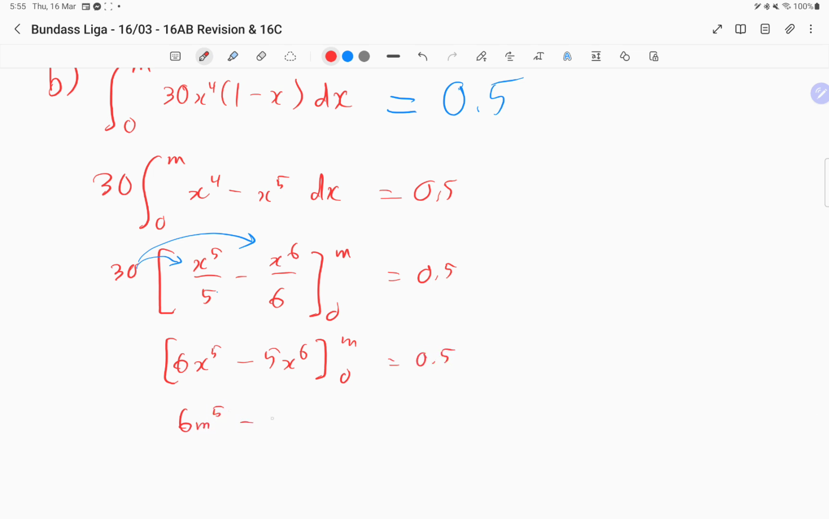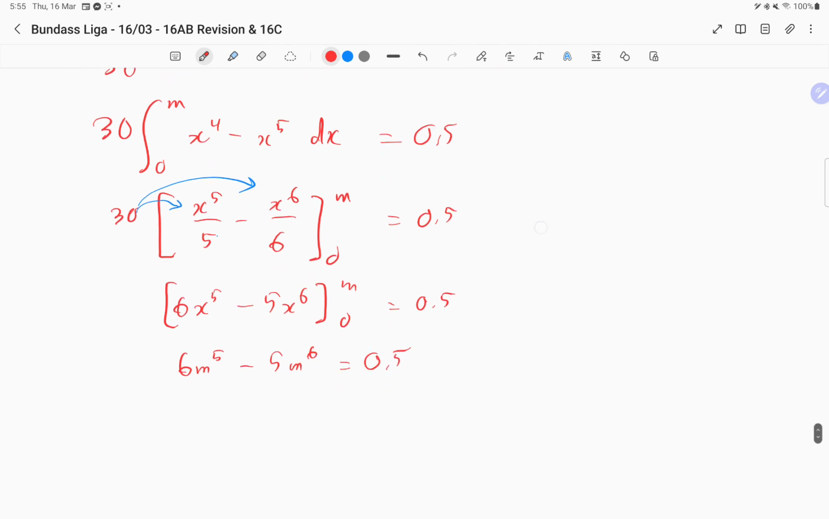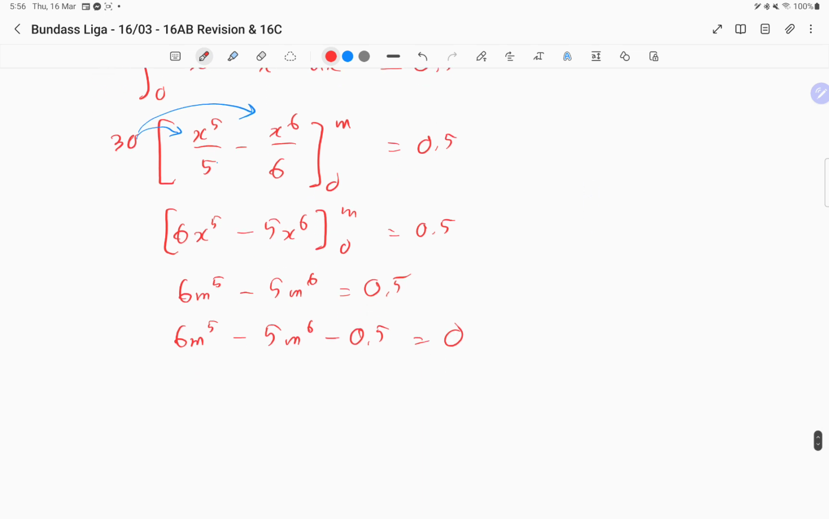6m power 5 minus 5m power 6 equals 0.5. Bring the 0.5 over, minus 0.5 equals to 0. Using GC, m equals to, alright, and now work it out. And then what is the calculator function for this? Yeah, so what's the function for this? And solve, yes.